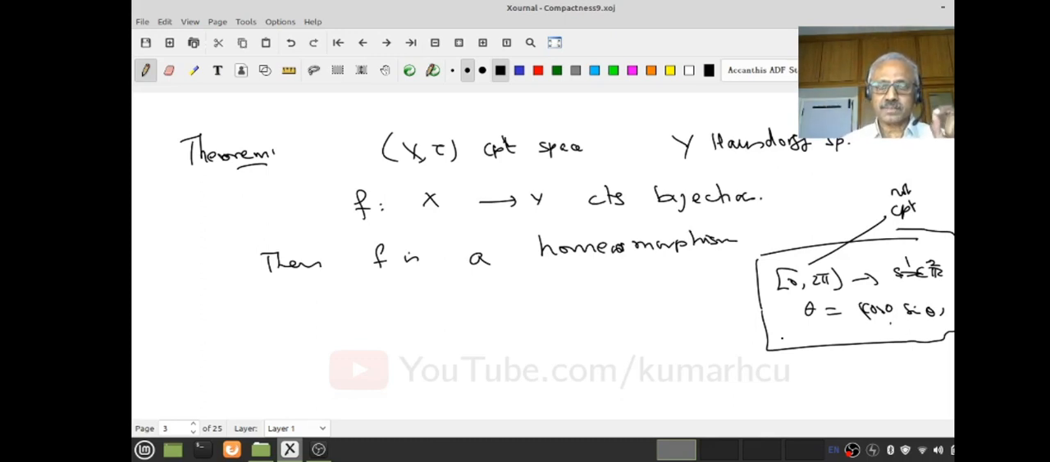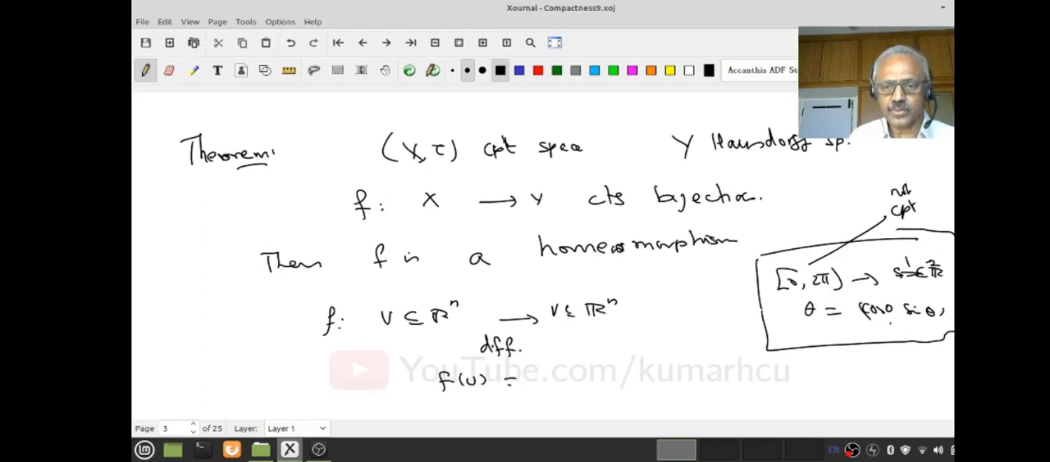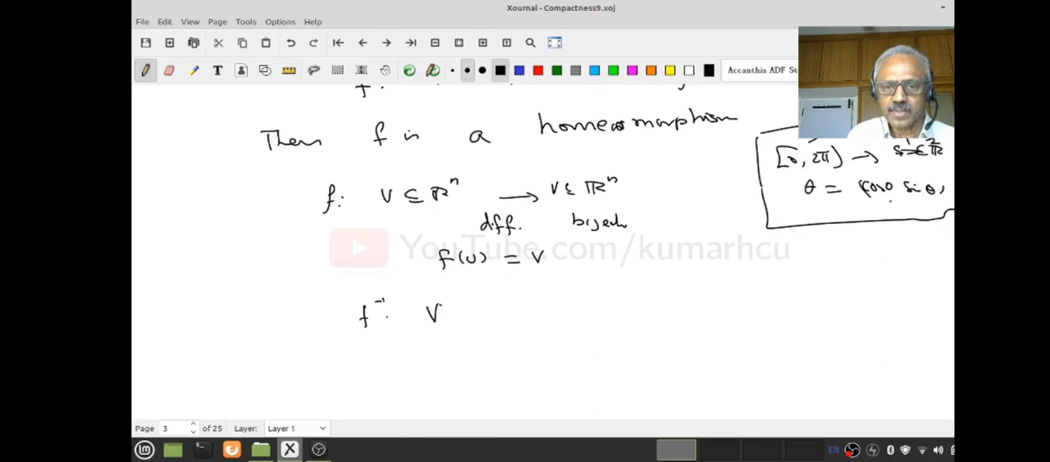In general, except in algebra, nowhere else does it happen automatically. I have a bijective homomorphism from X to Y, with X and Y having the same kind of structure, but F inverse from Y to X may not be a homomorphism. In algebra it always happens, but you will see a lot of such examples elsewhere. For example, suppose U is an open subset in R^n, V is also an open set, and suppose F is a differentiable map with F of U equal to V, and it's a bijection also. Therefore, I have a map F inverse from V to U.